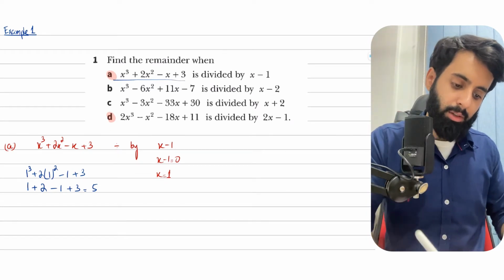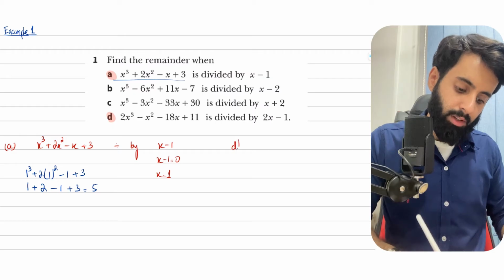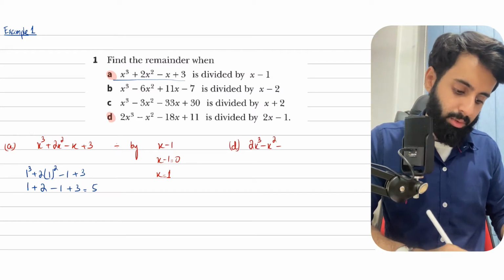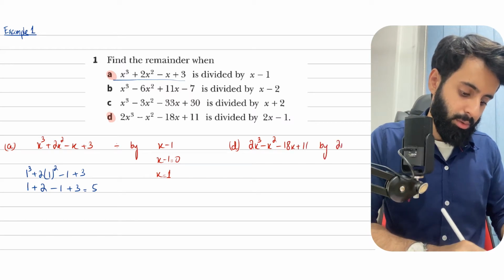Now we're going to do part D. In part D, you're dividing 2x cubed minus x squared minus 18x plus 11 by 2x minus 1.